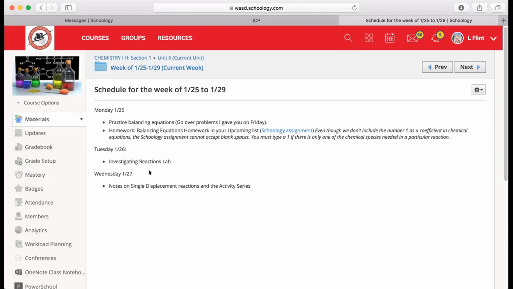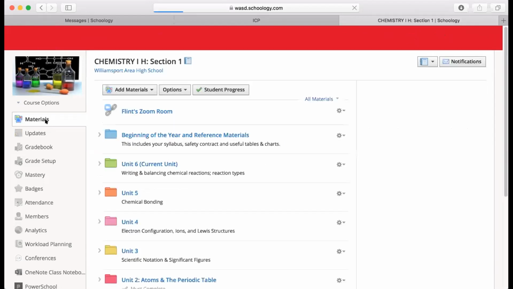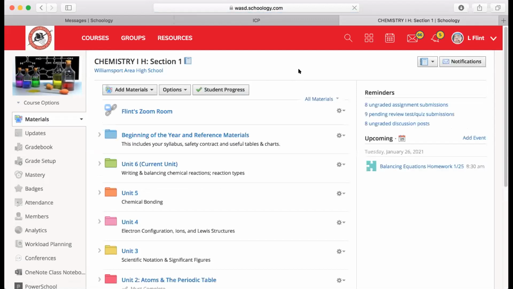But there's an investigating reactions lab on Wednesday, and the thing about chemical reactions is not all reactions actually happen. Just because you write 2 reactants doesn't mean that products will form. Like if you take iron and put it into water, it just gets wet. There's no reaction. No new chemical forms.